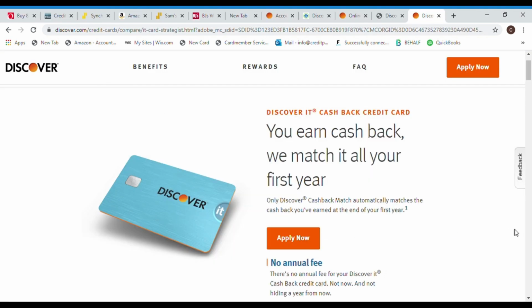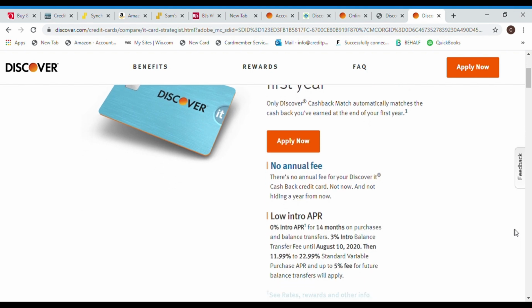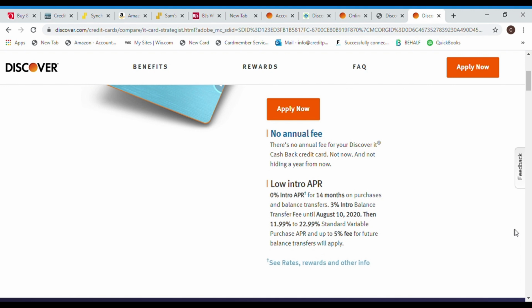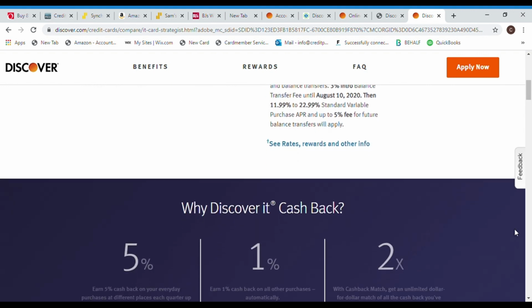All right, I just wanted to go through some of the benefits of the Discover It cashback credit card, which has a ton of value. First of all, there's no annual fee, and a 0% APR for 14 months on purchases and balance transfers, which is great.